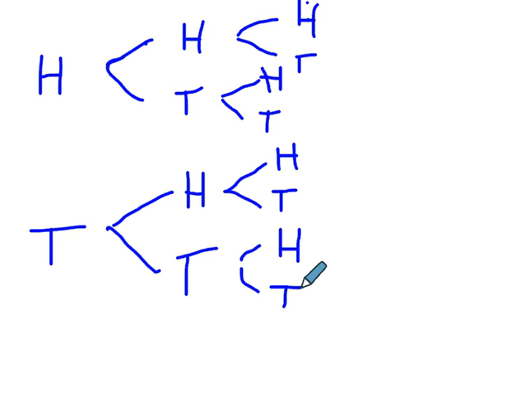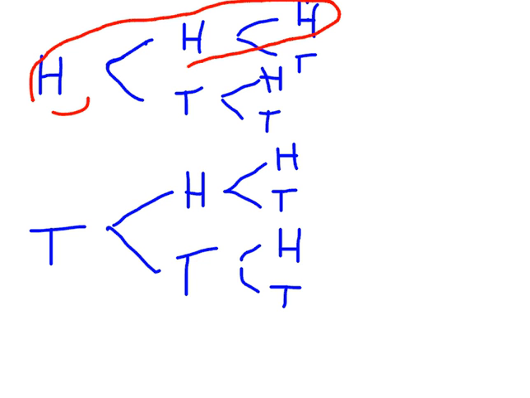So when we look at this, we now have 1, 2, 3, 4, 5, 6, 7, 8 possible outcomes. Out of those 8, we only have one outcome where all heads would show up, and then we win the prize. So the probability of getting 3 heads in a row would be 1/8.